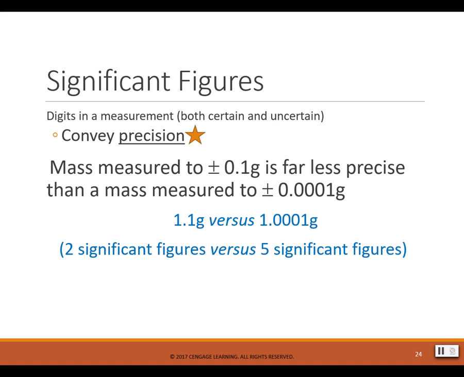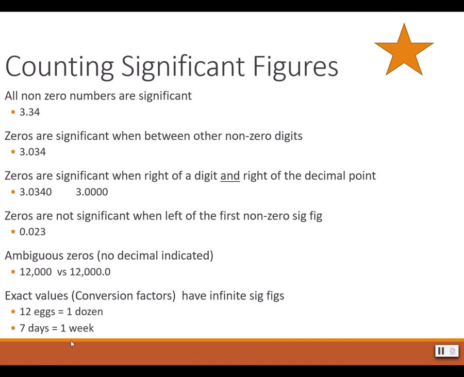Okay. So you should know the difference between accuracy and precision. Know that precision is conveyed via significant figures in a measurement. And now we're going to talk about the rules for significant figures.